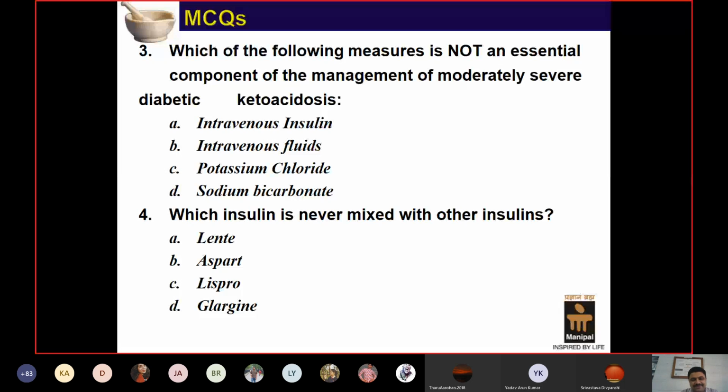So which one is left? It is sodium bicarbonate. When you take care of the hyperglycemia and the dehydration, and you decrease the ketone bodies, then automatically the acidosis will be corrected. So it may not be very essential. Only if it is not corrected will you go with sodium bicarbonate. So out of these, the less essential one is sodium bicarbonate.